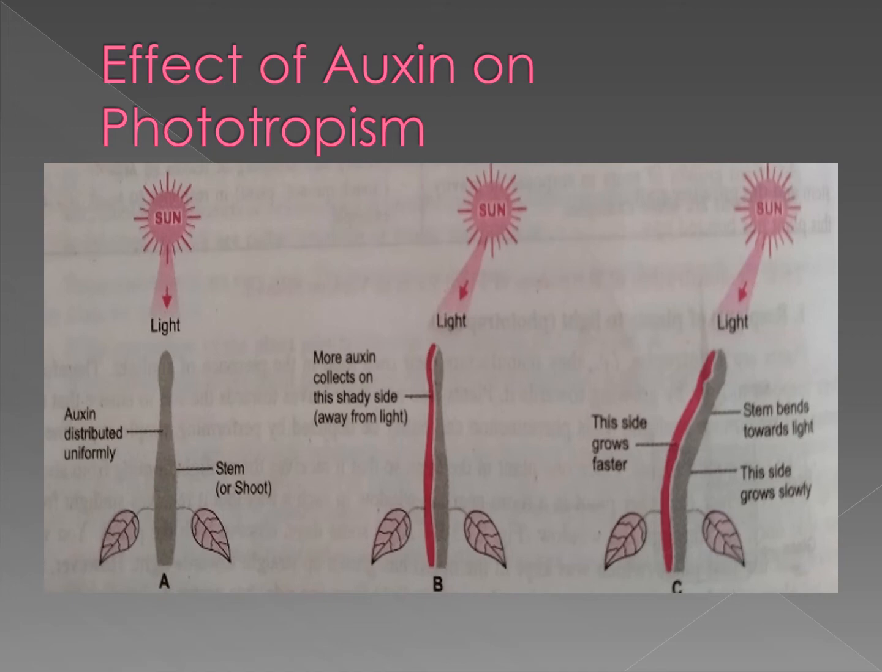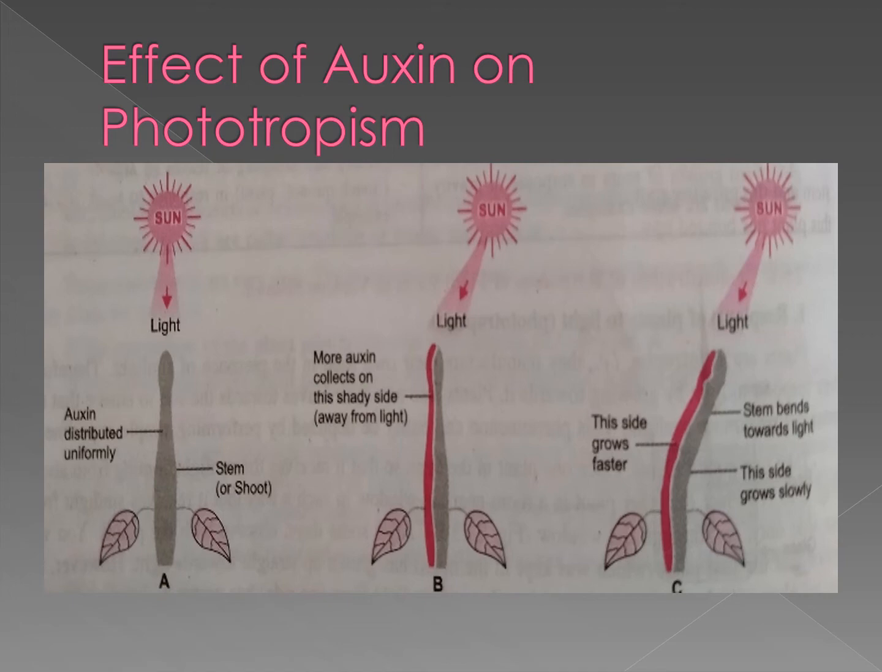See, there are 3 pictures, A, B, C. In A, the plant is getting light from all sides, so the auxin hormone is synthesized and then distributed uniformly, and that's why the stem grows upward.